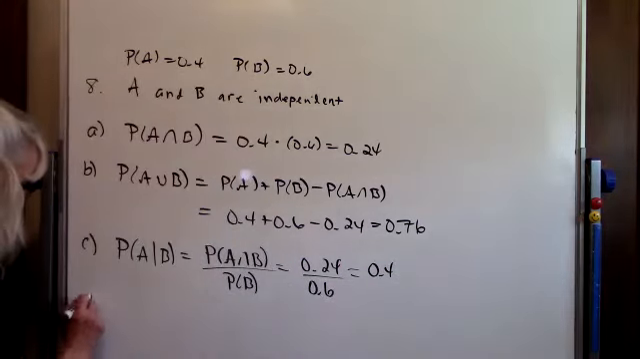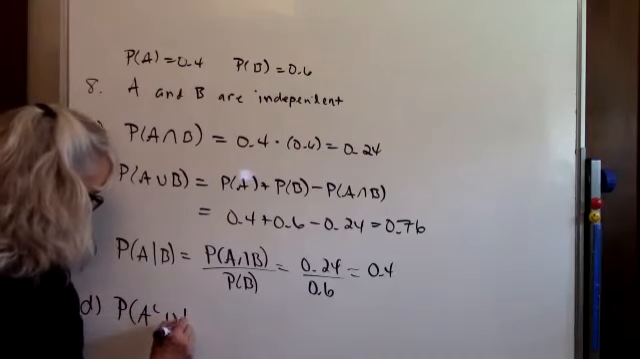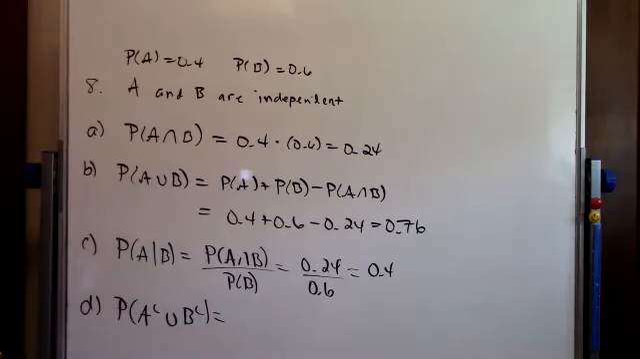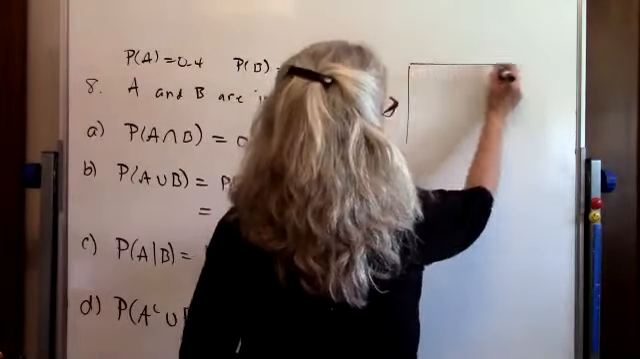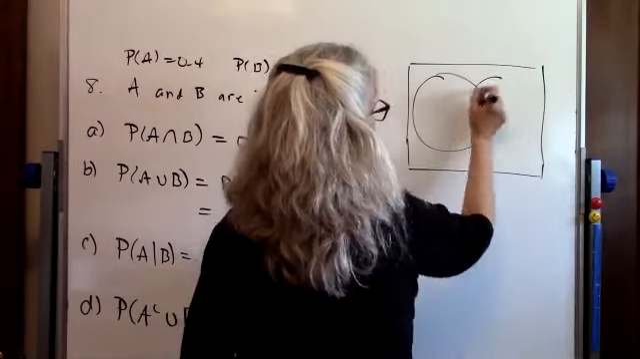And what about D? D is asking for some complements. The probability of A complement union with B complement. Okay, I think the best way to get a handle on this, especially because you're looking for the union, is to draw a quick Venn diagram of what's going on. We didn't need to, but it definitely helps.